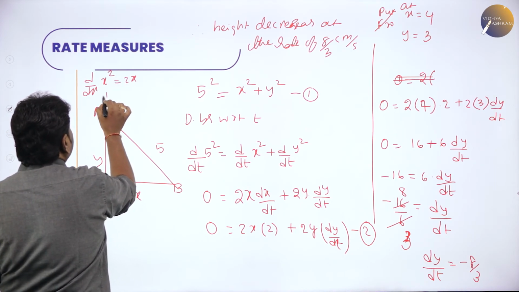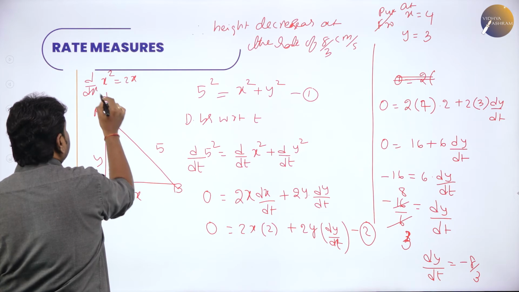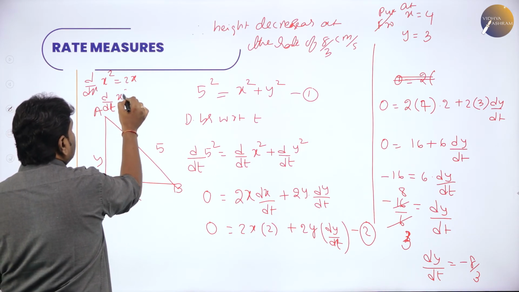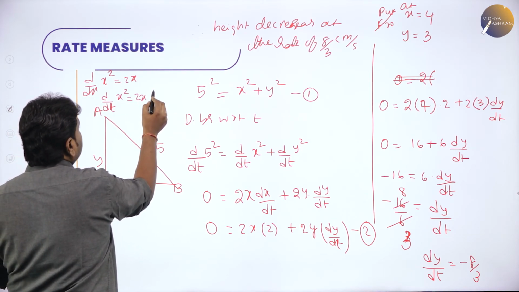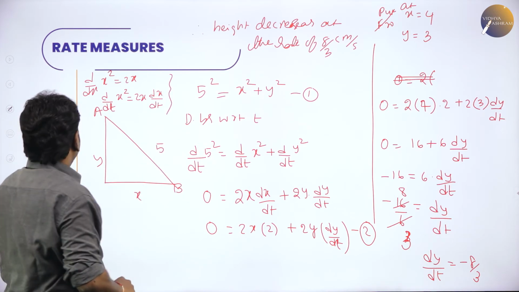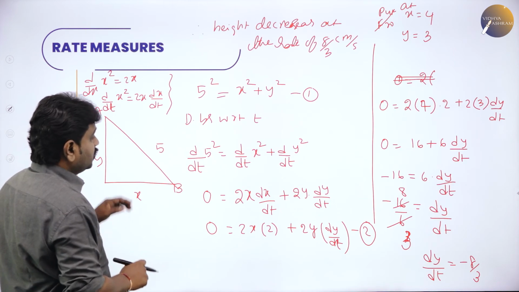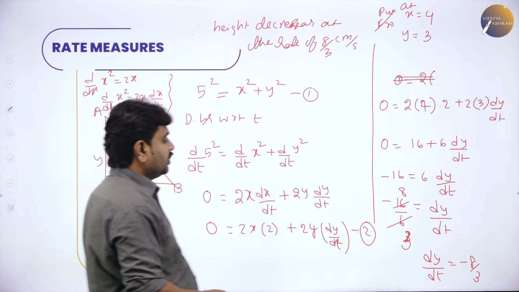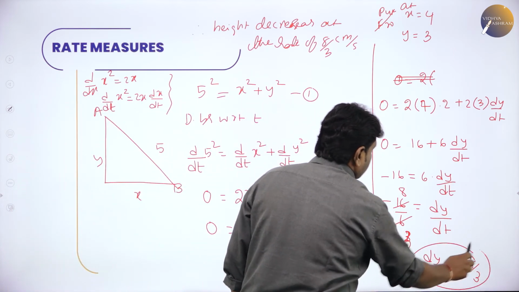But d by dt we are doing. We are not differentiating with respect to x. We are doing d by dt of x square. It will become 2x into what? dx by dt. This is a basic. Next. So this is how we'll get dy by dt. Finally, we'll get dy by dt.